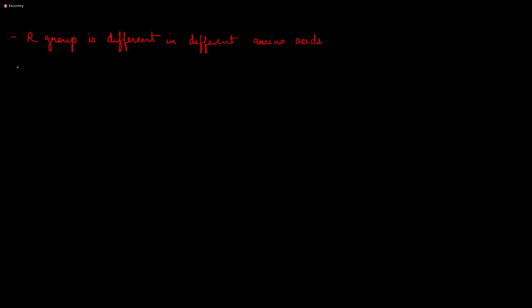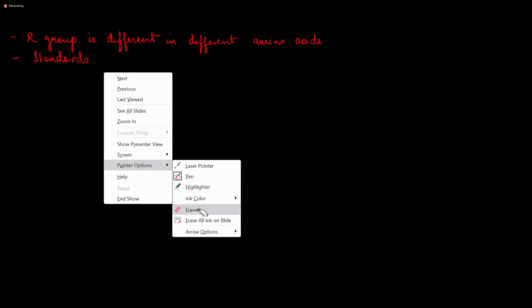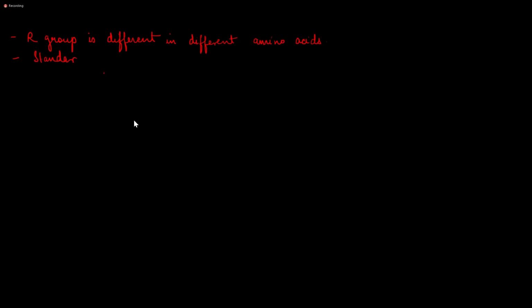And how many amino acids are there? The standard number of amino acids is, just a second. So there are 20 standard amino acids. Okay, so standard amino acids I'm showing by AA. There are 20 in number, because they have 20 different R groups. This R group is a functional group that is different in different amino acids.